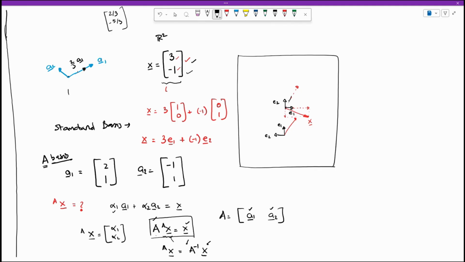Okay, notice that the 2 by 3 is 0.67. So you don't take the ruler and then measure 0.67. It's 0.67 times a2 or a1. That means you have to find the length of a1 multiplied by 0.67, and that is exactly this point. So it depends on the length of your basis vector.